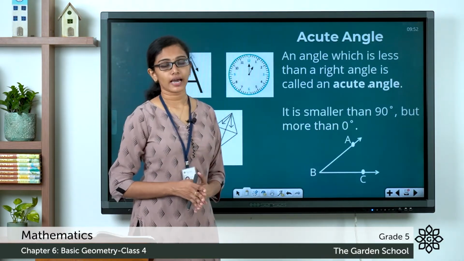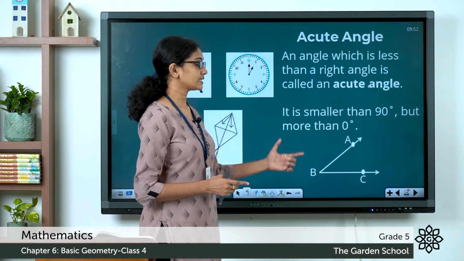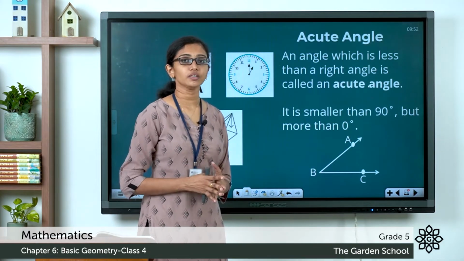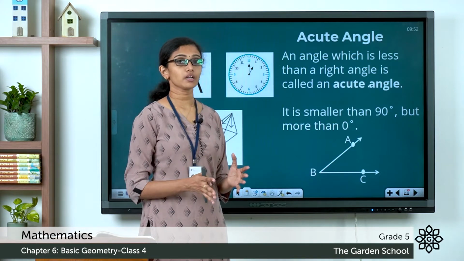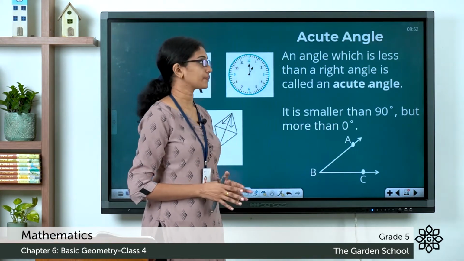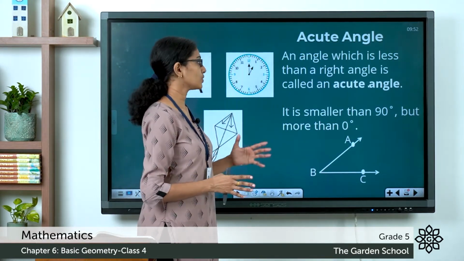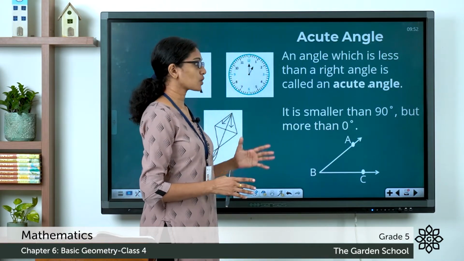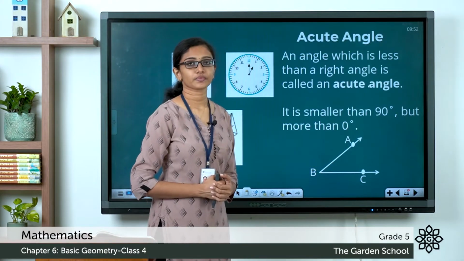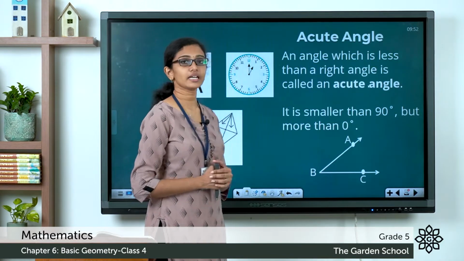It is called the acute angle. An angle which is less than 90 degree but greater than 0 degree. Such an angle is called an acute angle. So the measurement of an acute angle will be between this 0 degree and 90 degree. An angle which is less than a right angle is called an acute angle. Remember, it is smaller than 90 degree but more than 0 degree, like in this case. See, the angle ABC which has a vertex B is an acute angle.